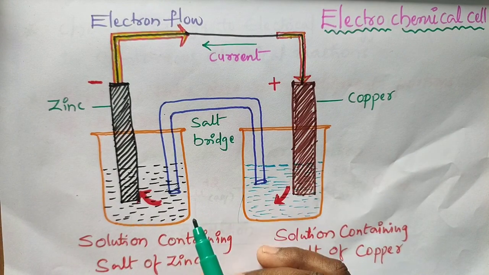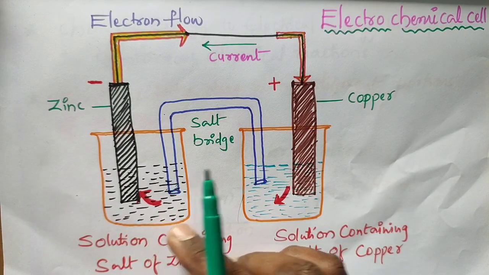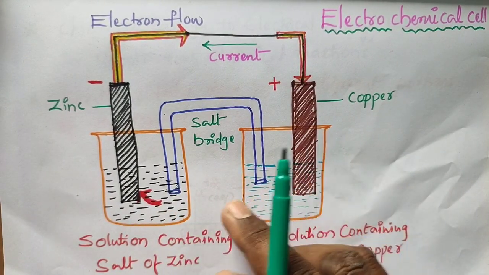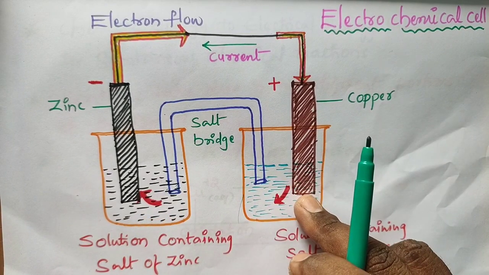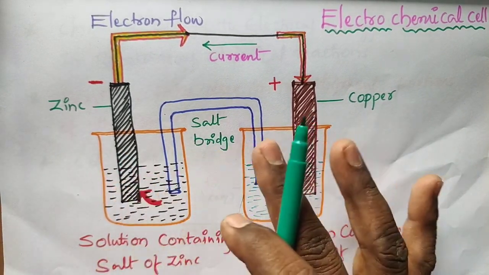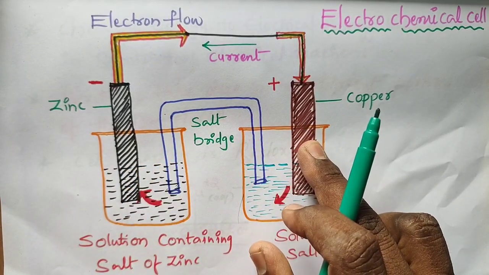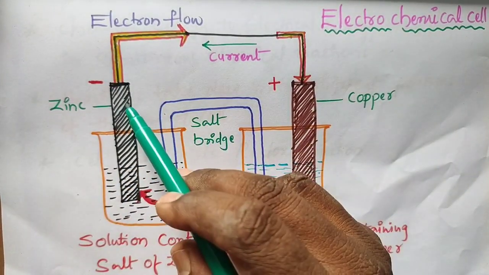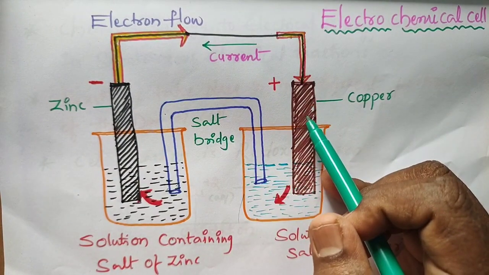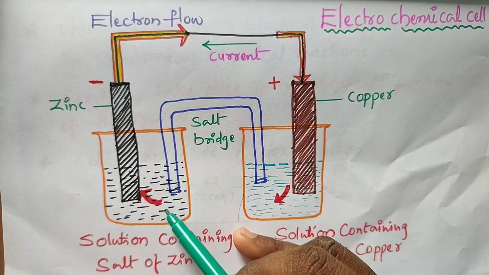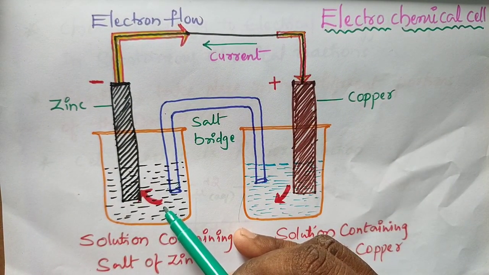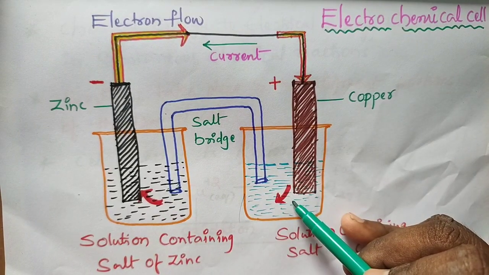So the cell contains two half cells. This is one of the half cells, and this is the other half cell. These half cells contain electrodes. Two electrodes are present, and the two electrodes are connected with each other. And in this half cell an electrolytic solution is taken, and in this one also an electrolytic solution.